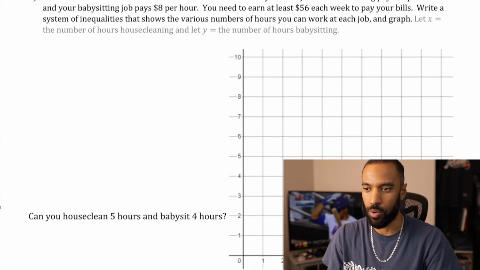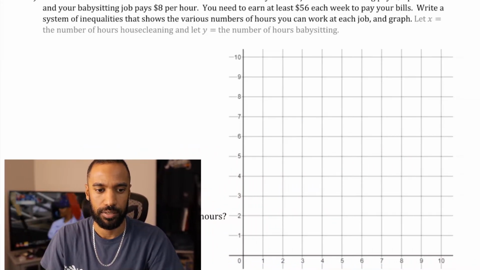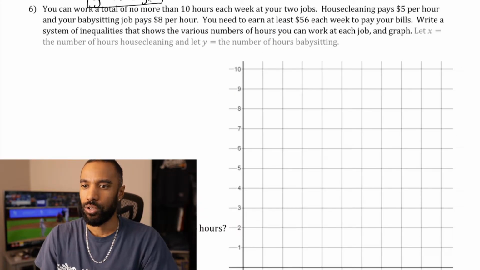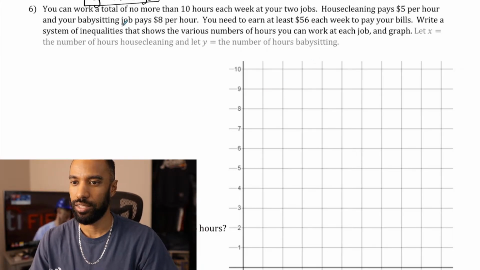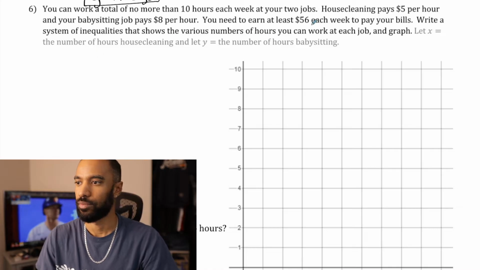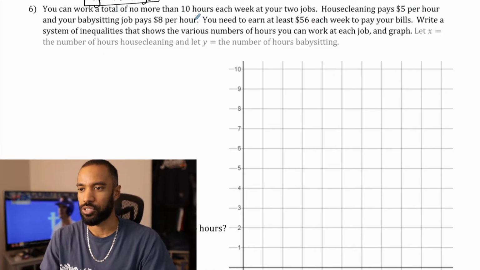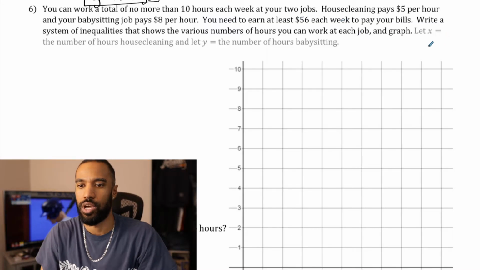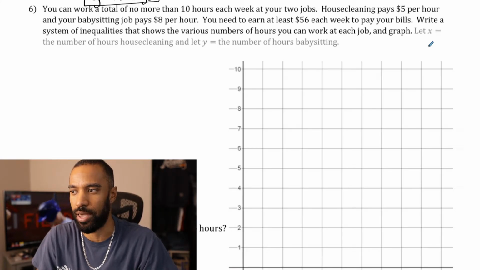This is a system of inequalities one. I'm probably going to have to move myself. So let's do that. And we'll answer those questions later. You can work a total of no more than 10 hours each week at your 2 jobs. Your jobs are house cleaning and babysitting. Okay. House cleaning pays $5 per hour, and your babysitting job pays $8 per hour. You need to earn at least $56 each week to pay your bills. Write a system of inequalities that shows the various numbers of hours you can work at each job and graph.